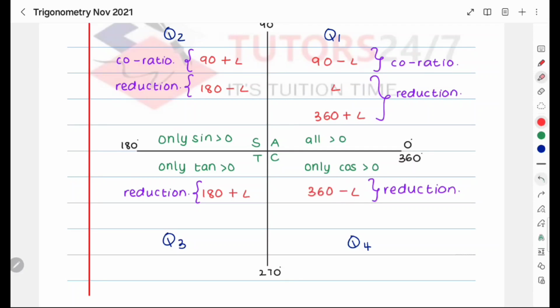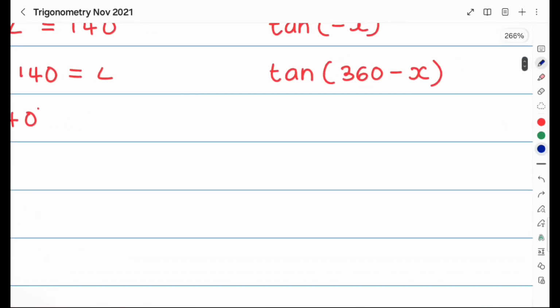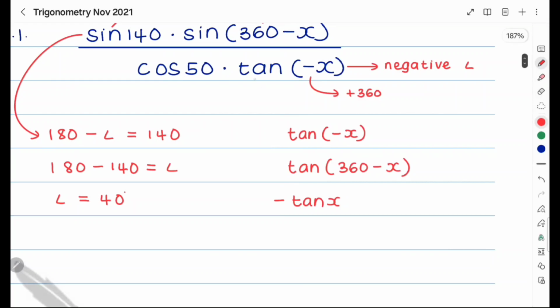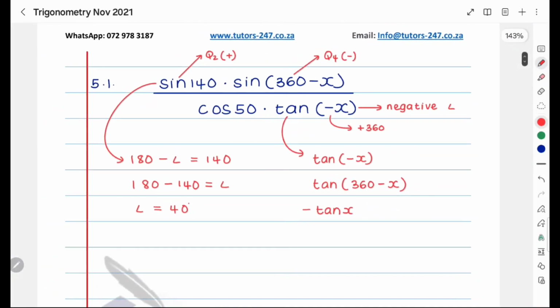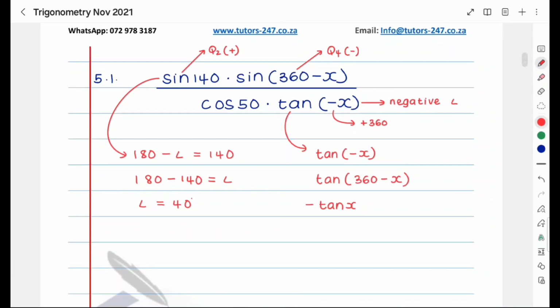And we had tan in our question, but we know that only cos is positive in quadrant 4, which means that is going to be negative tan. So here we're going to write negative tan. And now because we've reduced it, we just write down the variable with the angle, which is x. So that is it. That is the last ratio that we are going to reduce. Now, let us compile all of this information.